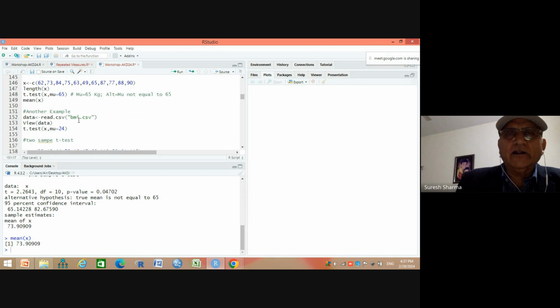BMI, body mass index, is an indicator of obesity, overweight, underweight problems. So roughly, rather than 18.5, let me take roughly 20. If BMI is less than 20, the person is underweight. If it is between 20 to 25, then it is a normal person. If it is between 25 to 30, overweight problem. If it is beyond 30, then it is an obesity problem.